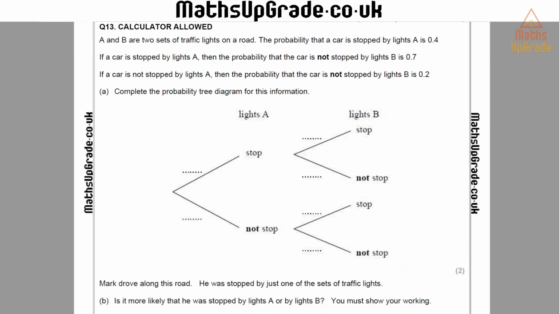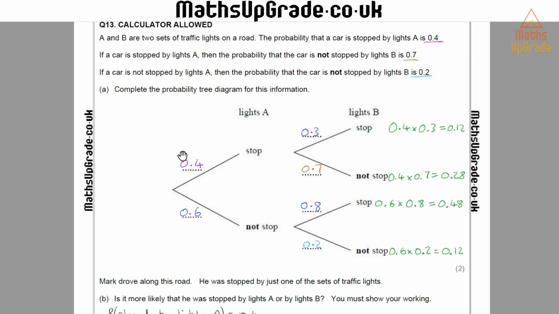In the last question here, we're given 2 sets of traffic lights. We're told the probability of being stopped by the first set of lights is 0.4. So straight away you can put 0.4 on this branch here. So this must be 0.6, since they add up to one whole one. If he's stopped by lights A, the probability of not being stopped by lights B is 0.7. So you can put 0.7 on this branch here, so this must be 0.3. And if he's not stopped by lights A, the probability of not being stopped by lights B is 0.2. So this must be 0.2 here, this must be 0.8. So they're the probabilities on the branches.